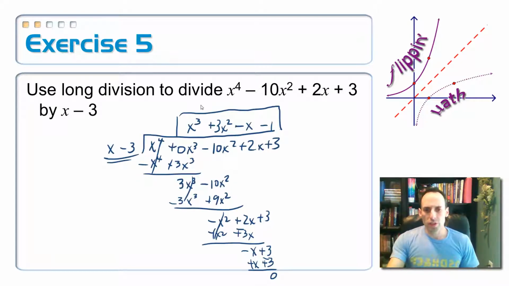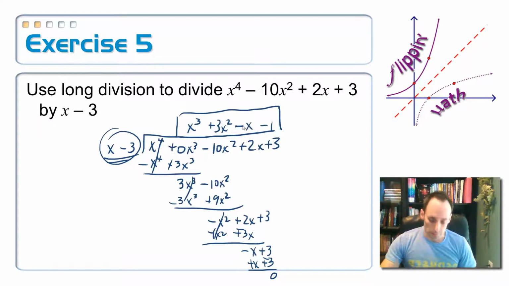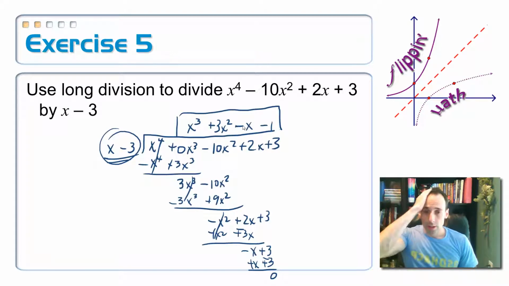So, a remainder of 0, what does that mean again? It means that x minus 3 divides evenly into x to the fourth minus 10x squared plus 2x plus 3. It also means it's a factor of x to the fourth minus 10x squared plus 2x plus 3. If you were to multiply this thing times the thing in the box, the quotient, you would get the thing that's underneath the division house. Okay. Alright. Yeah, we got that.